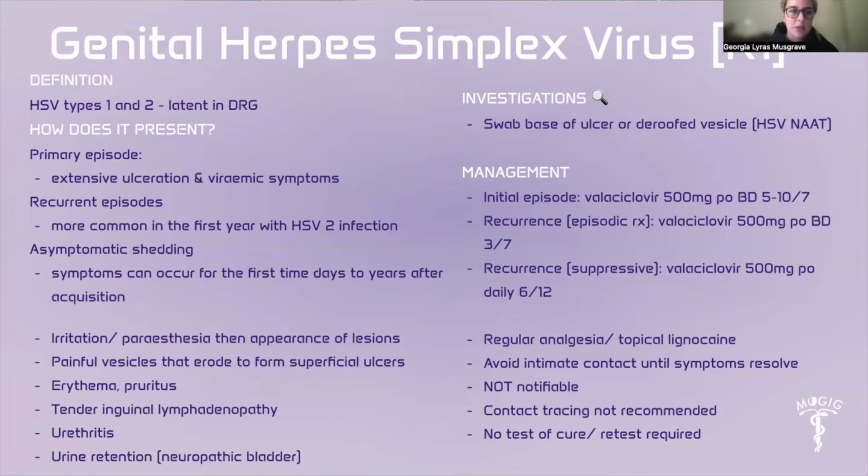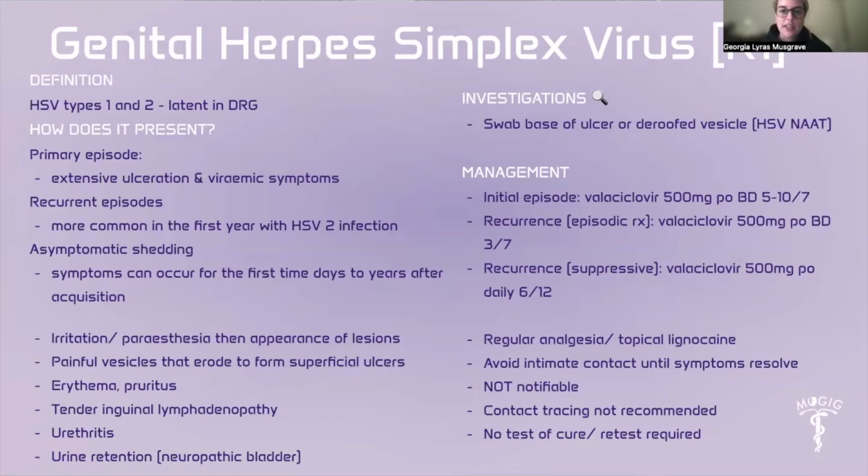So the classic presentation is that there'll be irritation or paresthesia before the appearance of lesions. The lesions themselves are painful vesicles that erode to form superficial ulcers associated with erythema and pruritus, tender inguinal lymphadenopathy, urethritis, and urine retention. So to investigate, you need to swab the base of an ulcer or a deroofed vesicle.